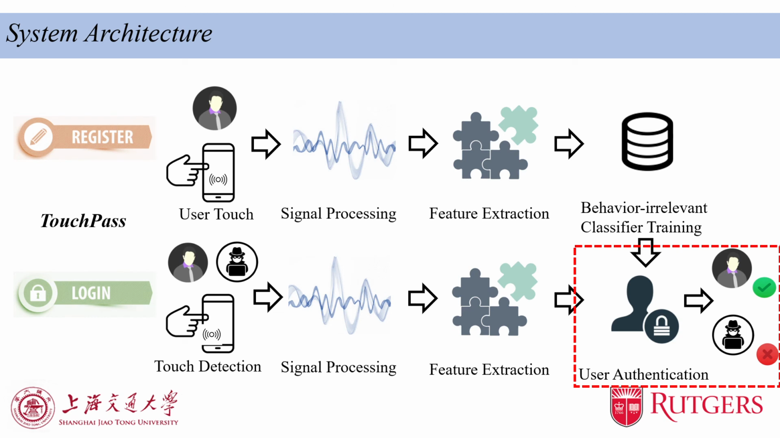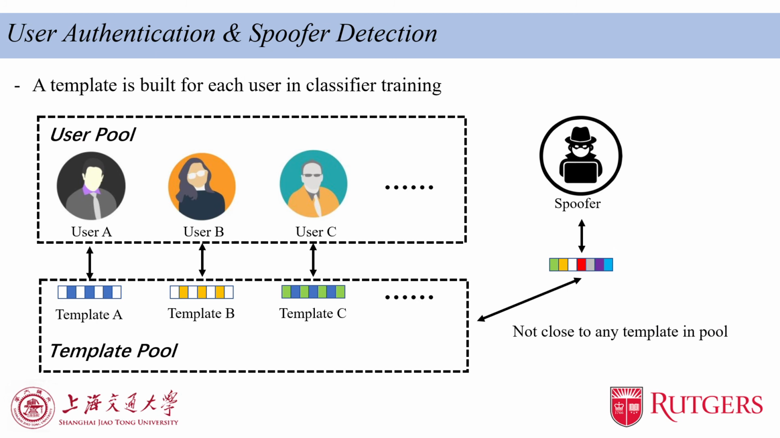At the end, we show the final user authentication step. For each user, the system uses the classifier to build a feature template into a template pool. If a user fits one of the templates in the pool, then the authentication succeeds. If none of the templates in the pool is activated, then the authentication fails.